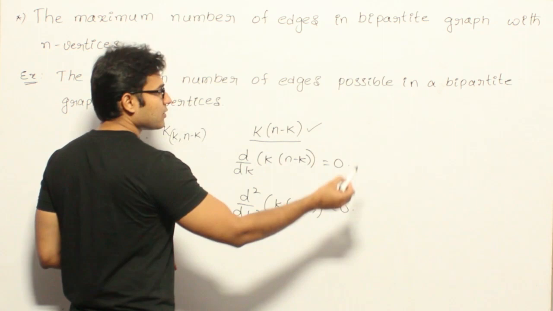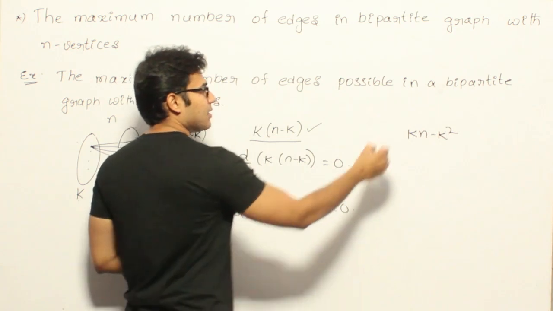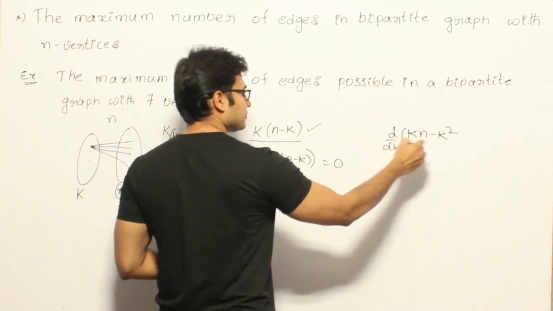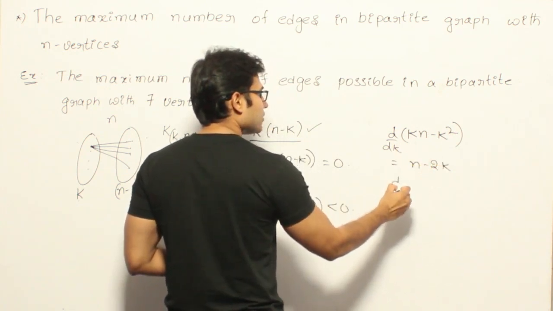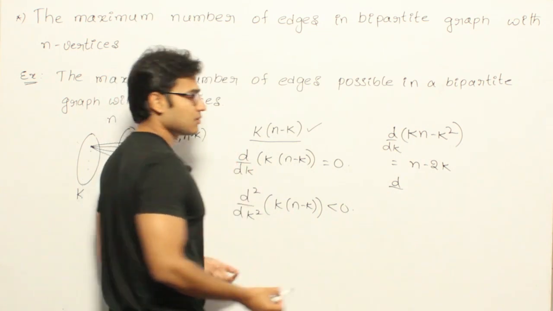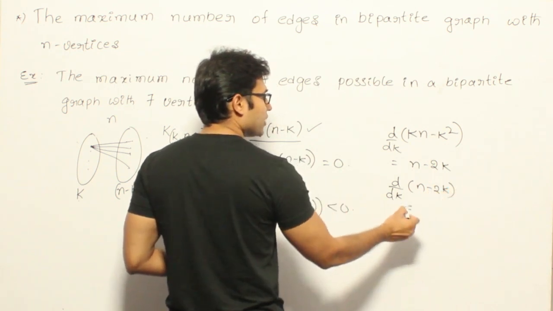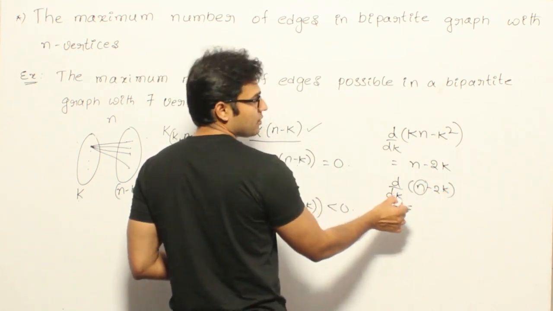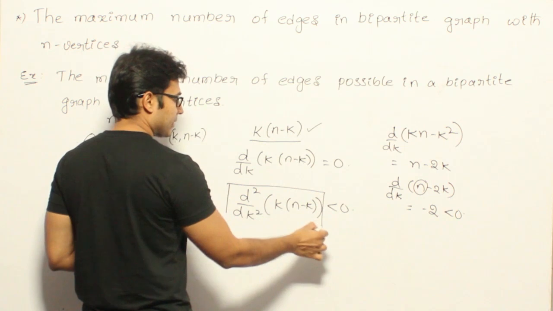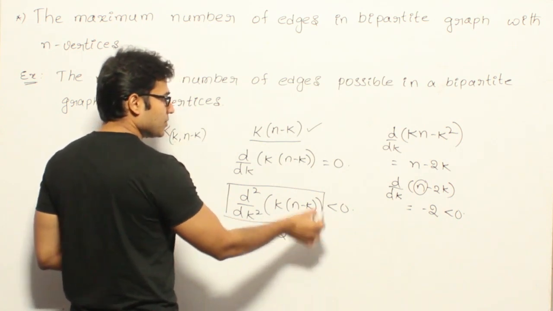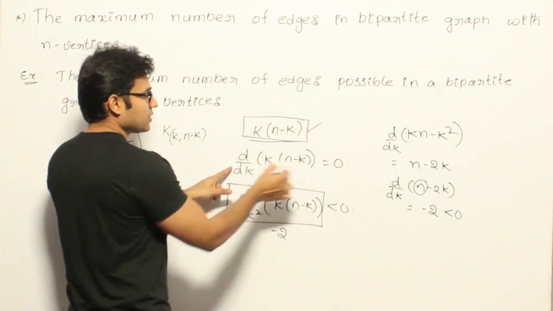So let's try to differentiate this one, nk minus k square. I just expanded this. I want to derive this, d by dk. What do we get? n minus 2k. Now again derive this. See, double derivative is nothing but I am deriving 2 times, d by dk of n minus 2k. Now what do I get? n is constant with respect to k, therefore I am going to get minus 2. See this? Now this value has become minus 2, which means this particular expression is going to have a maximum value. When is it going to have the maximum value? Whenever this one is equal to 0.